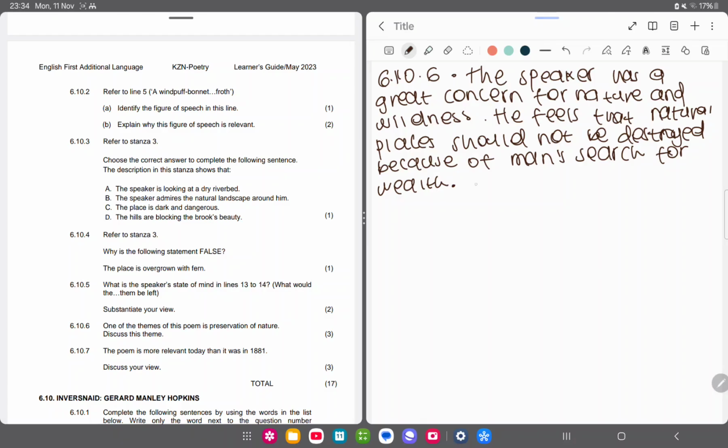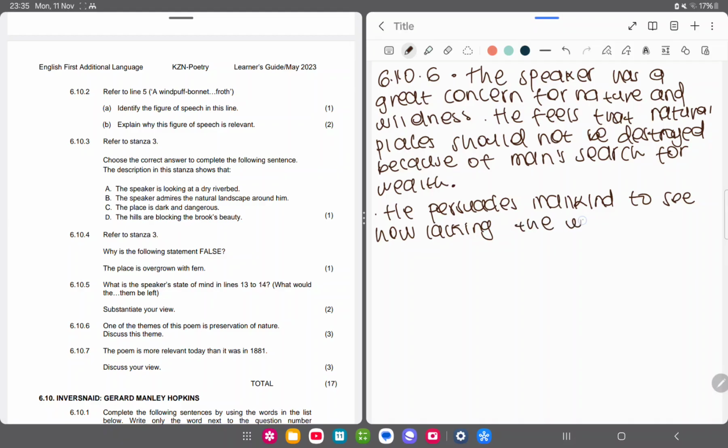You can also say that he persuades mankind to see how lacking the world would be without the wet and wild areas.